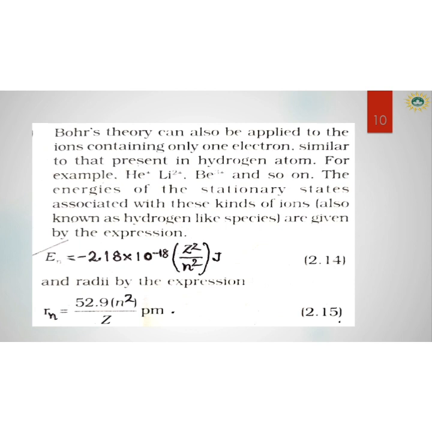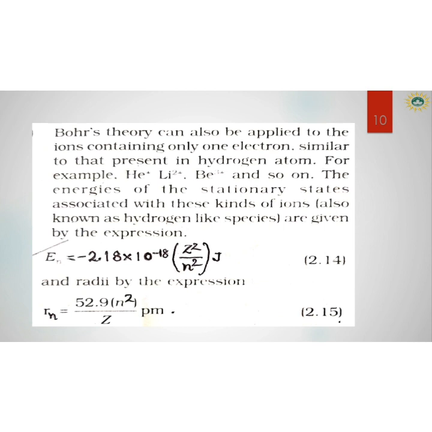Now another thing is that Bohr's radius is also given. You don't have to remember the big formula. You only have to know that Rn is equal to 52.9 n square in picometer. Whenever it is any atom other than hydrogen, Bohr's theory can be applied only to one-electron systems like helium plus, lithium 2 plus, beryllium 3 plus. In that case the atomic number will be different.